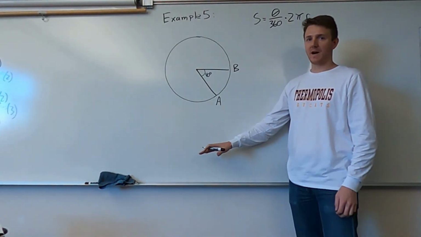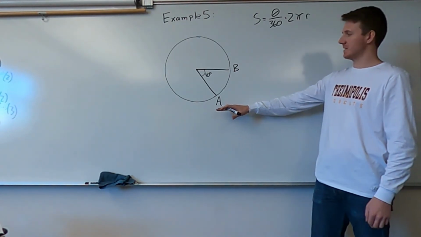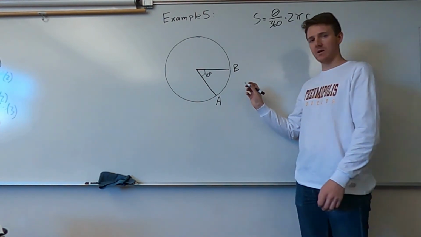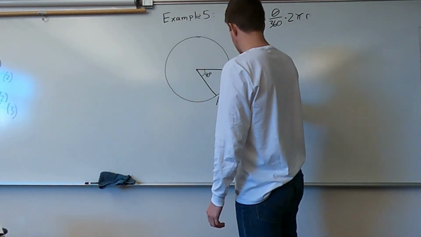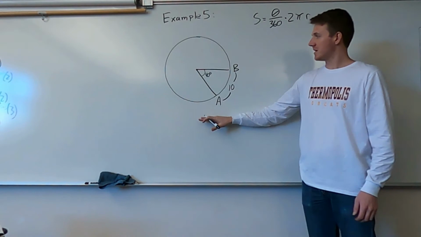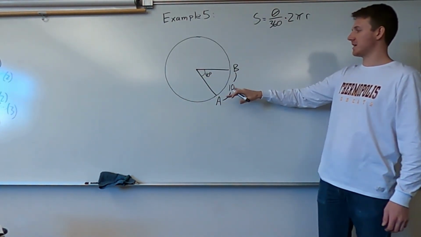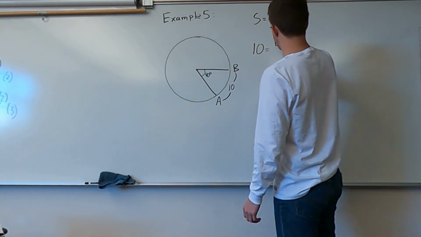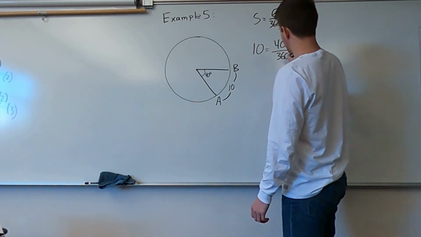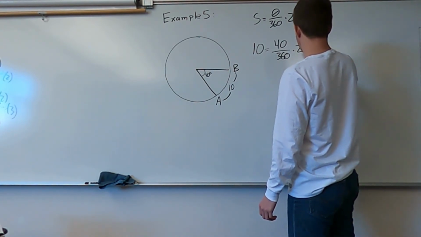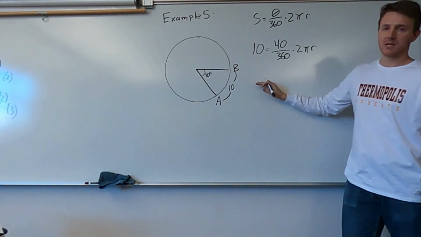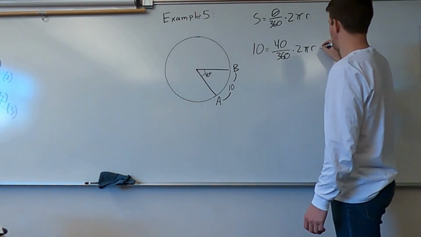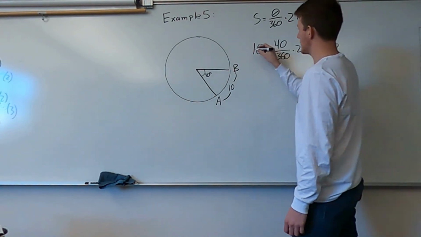All right, in example 5, we are asked to solve for the radius, and we're given this diagram where we know our central angle is 40 degrees, and then it also tells us that arc length AB is 10. So we can plug 40 degrees in for theta, 10 in for our arc length. So we have 10 is equal to 40 divided by 360 times 2 pi r. So we can rearrange this equation a little bit to get r by itself. So first we can multiply by 360 on both sides.